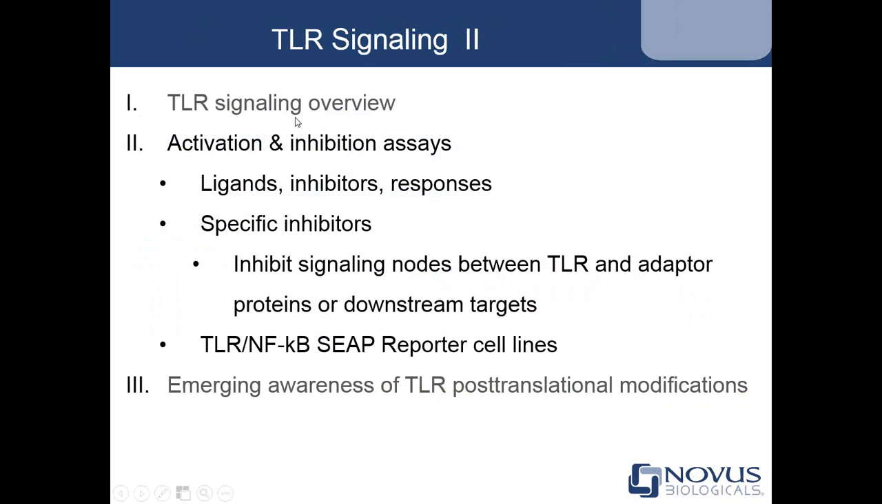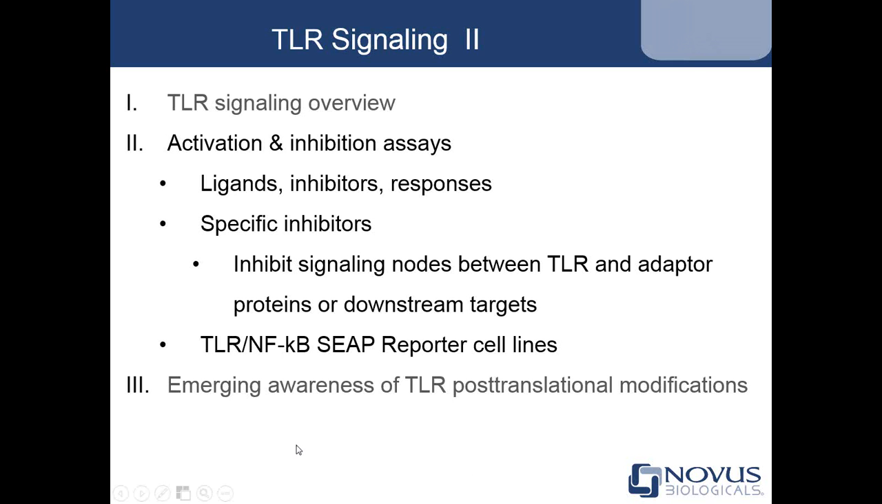So far, we've talked about TLR signaling overview, how TLR signaling happens. We talked about how we can activate and inhibit the TLR pathway with ligands and specific inhibitors in combination, and we can use reporter cell lines to look at these responses. I also talked to you a little bit about the published literature, which talks about various readout systems, and actually every single one of our inhibitors is in the published literature, and I would encourage you to look more about that.